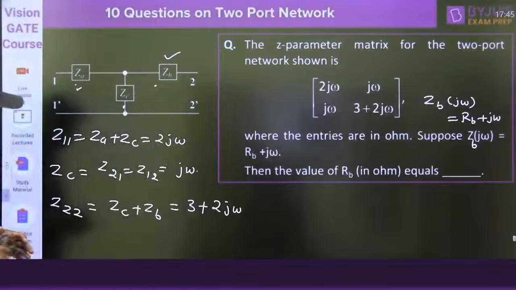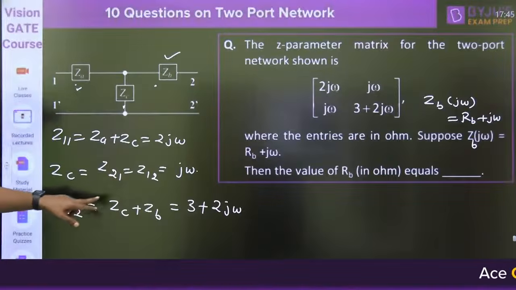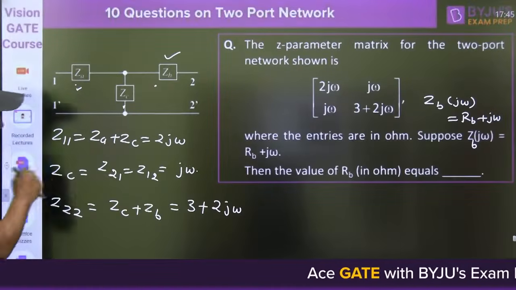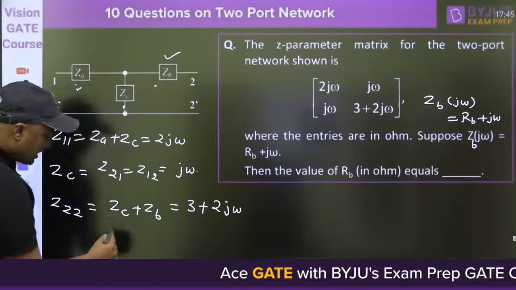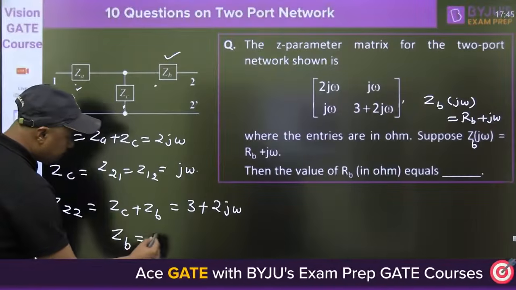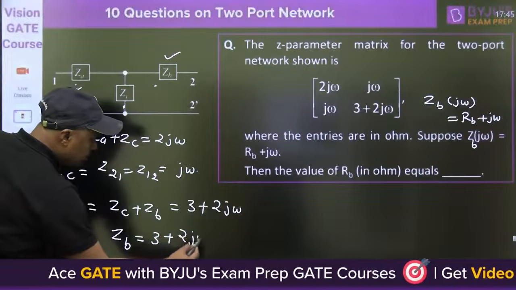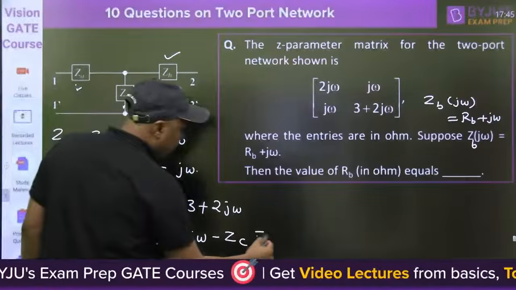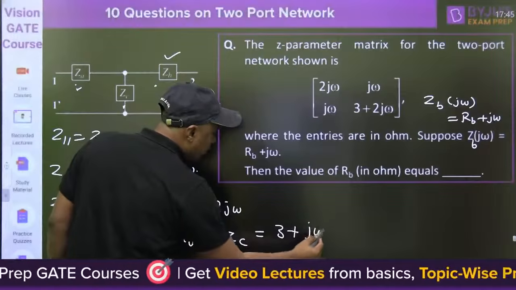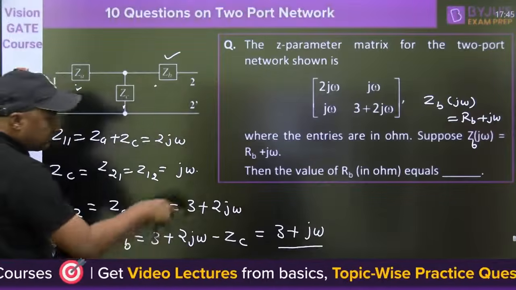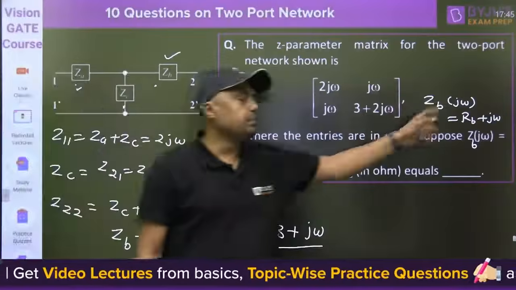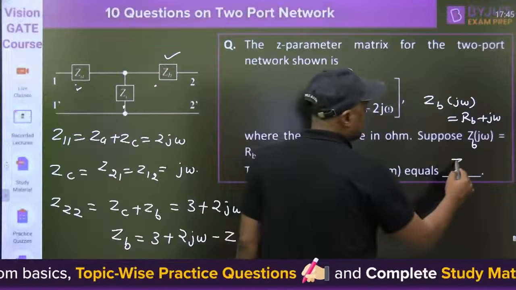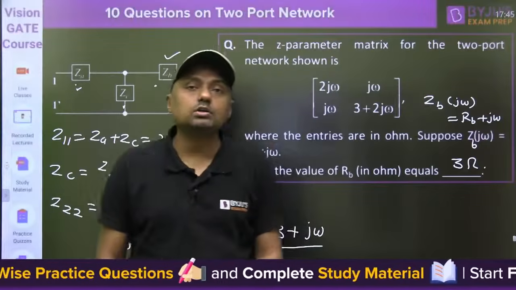So first of all, you have the equation Z22 is equal to ZC plus ZB, which is 3 plus 2j omega. And what is the ZC here? j omega. So what is the ZB? First of all, find the ZB. 3 plus 2j omega minus ZC. And what is the ZC? j omega. That's why it will become 3 plus j omega. Now this is the ZB, 3 plus j omega. And what is ZB given? RB plus j omega. So what is the RB? Directly you can say 3. That is 3 ohm.